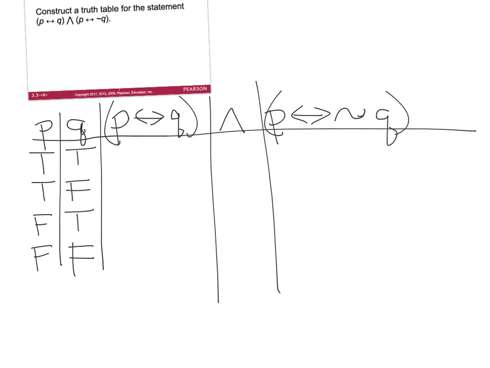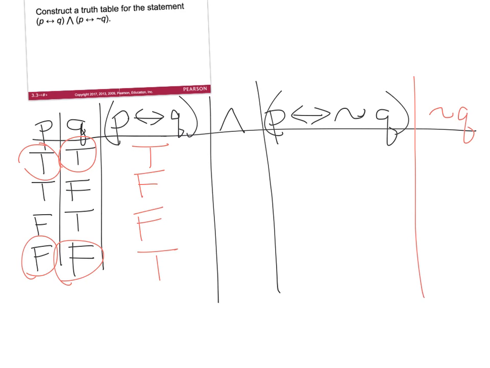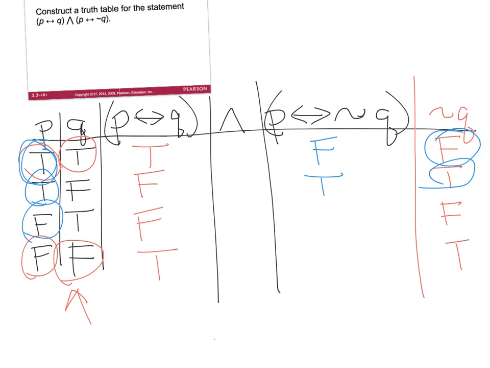So keep in mind that the only time this is true is if they have the same truth value. They're either both true or they're both false. Otherwise, it's false. Now, we also need to figure out P if and only if not Q. I would recommend you figure out what the not Q is before trying to figure out what the biconditional is. So remember, to get the not Q, you just need to do the opposite of the Q column. Then to do the biconditional, you look at the P column and the not Q column. And remember, biconditional is only true if they have the same truth values.